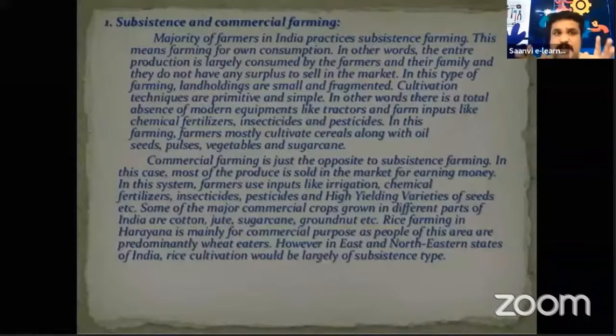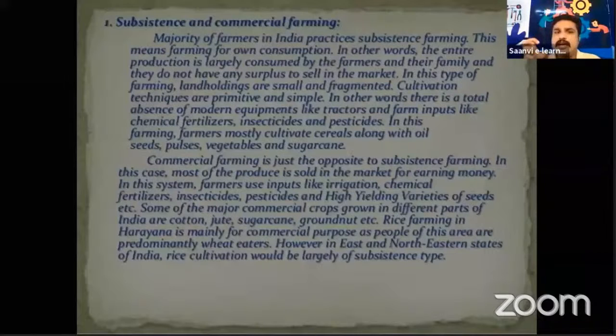So in subsistence farming, this means farming for own consumption. In other words, the entire production is largely consumed by farmers. Consumed means used by farmers and their family, and they do not have any surplus to sell in the market or any extra product to sell in the market. A small land, whatever they produce, that is all for their own use. There is no extra or surplus to sell in the market. In these types of farming, land holdings are small and fragmented. Okay, land holding very small, 1 acre or 1.5 acres of land.